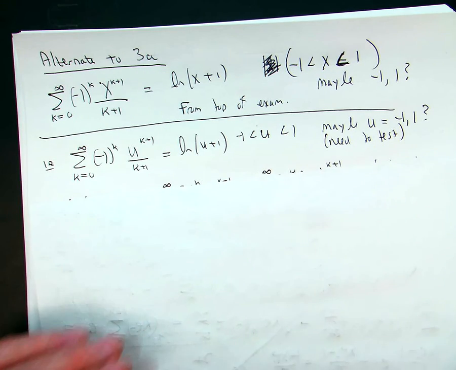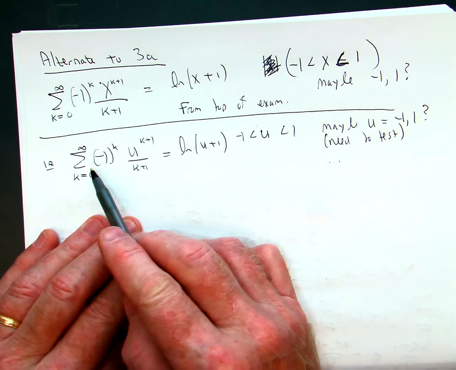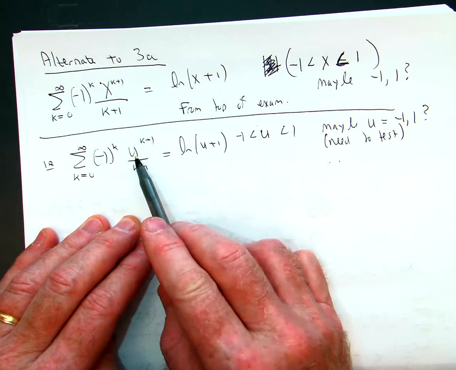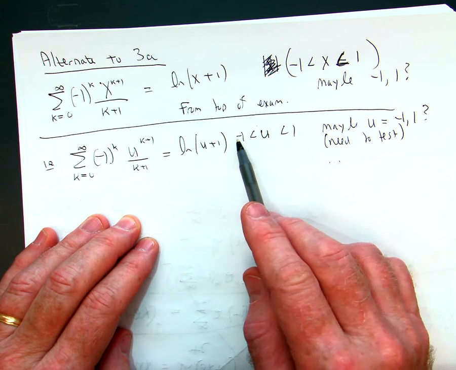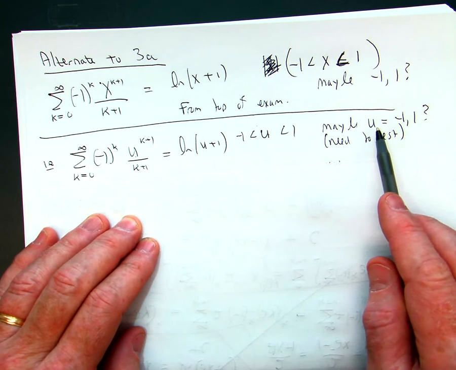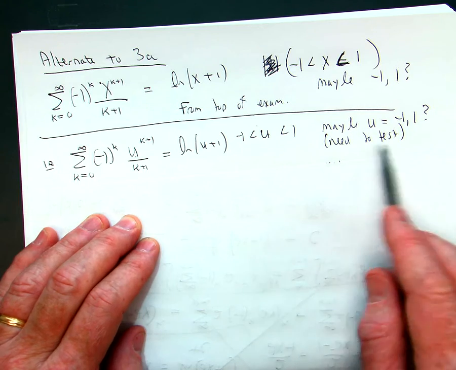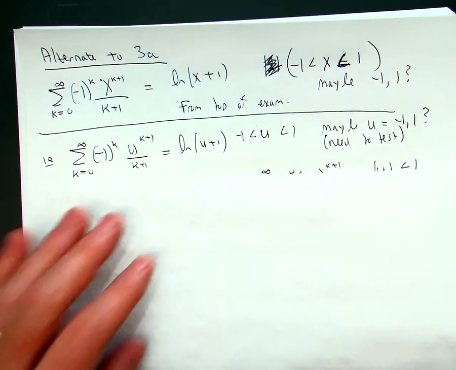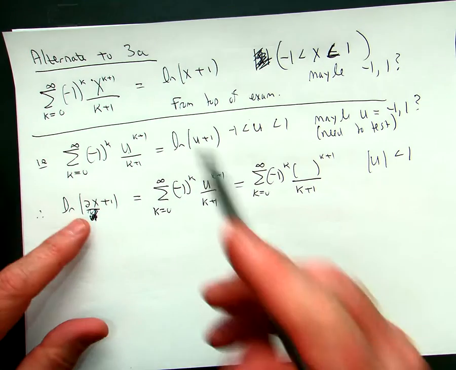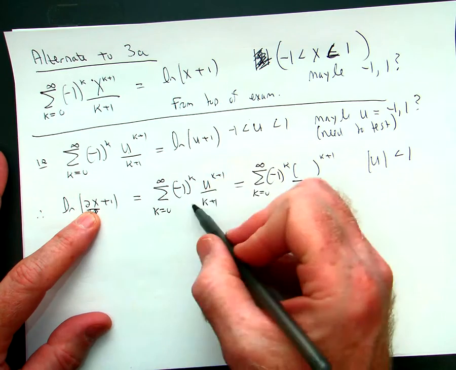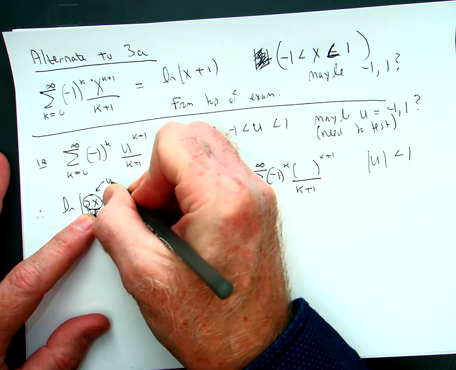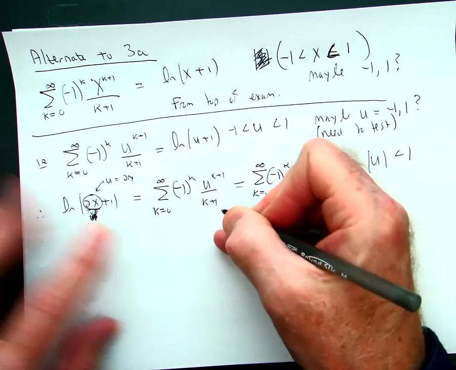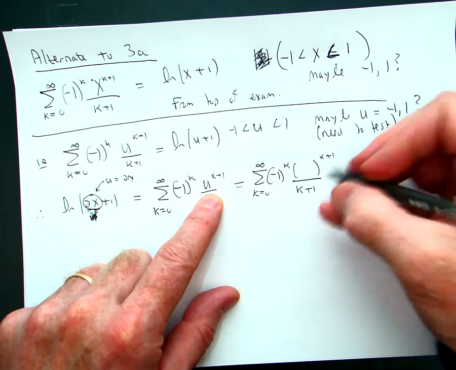So that would mean that we can look at the series this way. If I replace whatever I put in here, it's valid as long as u is less than 1 in absolute value, but it may also be valid at u equal to minus 1 or 1, and you need to test. So I say, therefore the log of 2x plus 1, that's my u, is going to be equal to this, and u is equal to 2x, so I just get that.